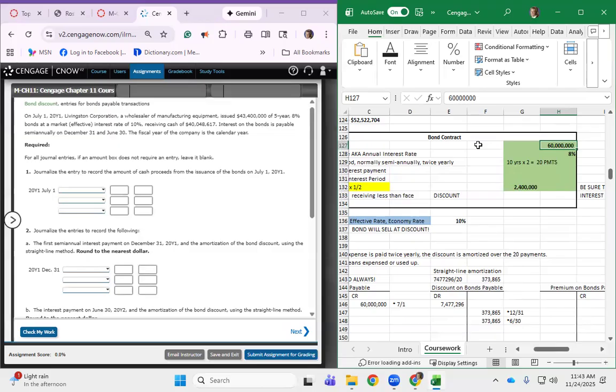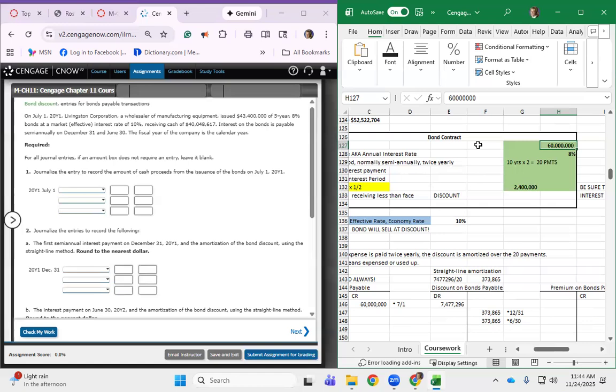It's always good to know what the date is that you're doing this on. Then it talks about receiving cash. This is the price of the bond. If you are talking about a bond discount, that means that price is going to be lower than its face. And sure enough, that's exactly what's going on here.